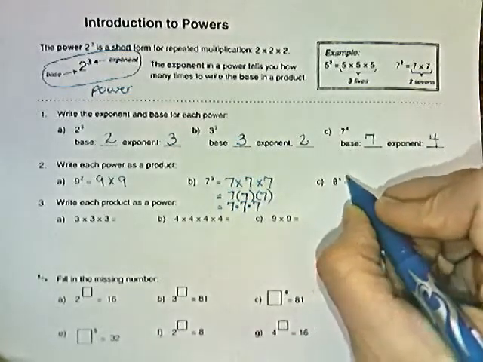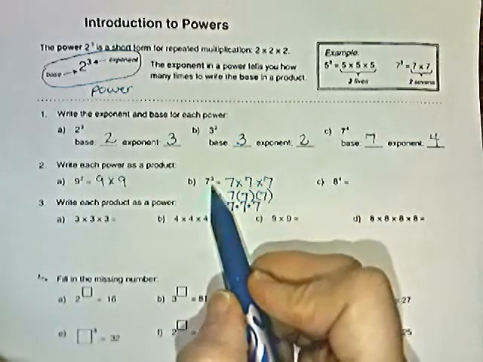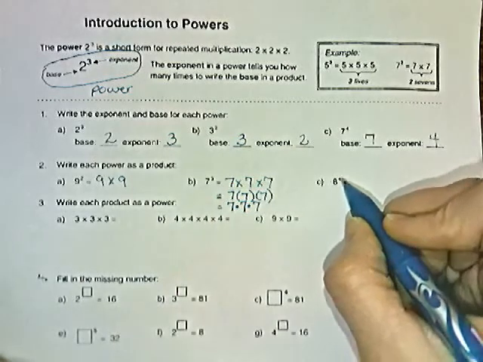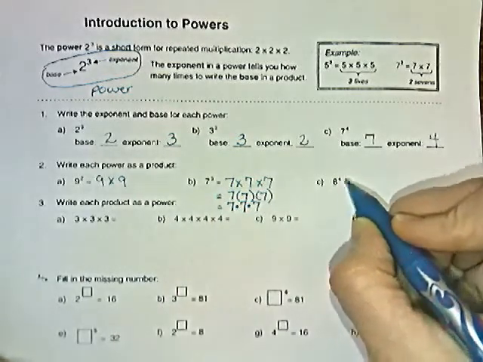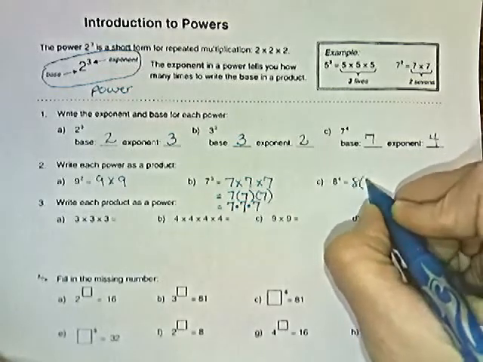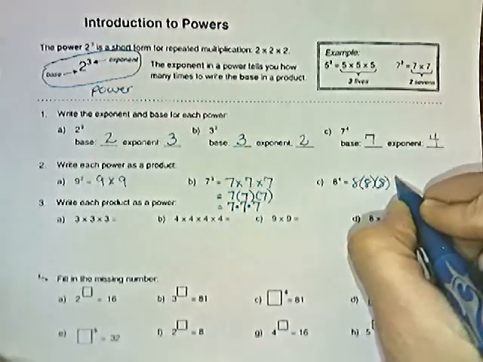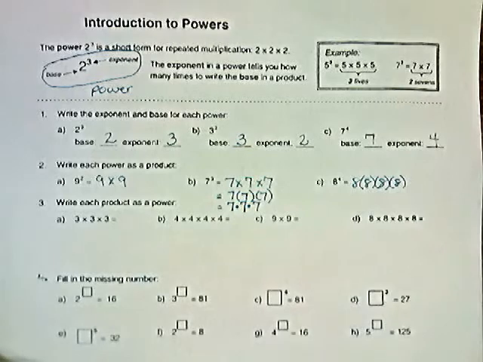8 to the exponent 4: we have a nickname for squared and cubed, but we don't have a nickname for the exponent 4. We would just say 8 to the exponent 4 or 8 to the power of 4, and we would have 4 eights multiplying by themselves in a product.